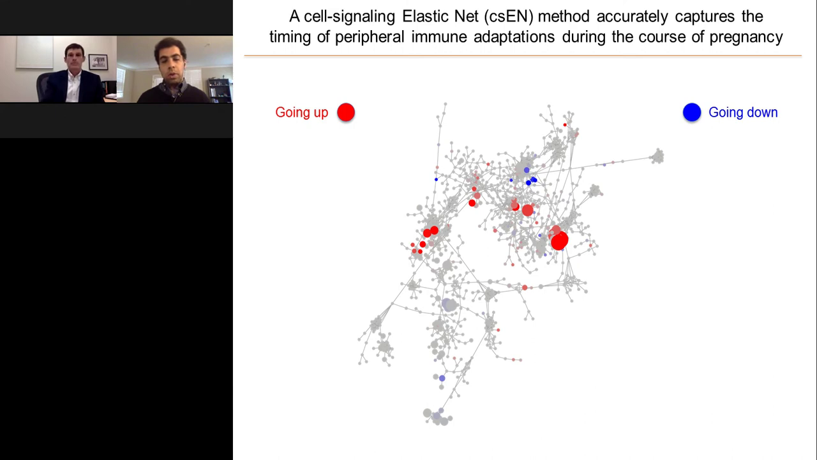Larger nodes here represent nodes that on a single variate level by themselves are highly correlated with gestational age. And the smaller nodes are nodes that are not as correlated with gestational age. The colors represent their coefficients from our multivariate model. The red ones are highly associated positively with gestational age, and the blue ones are negatively associated. So Brice can now tell you a little bit about the biology of these findings and how they can guide future biological investigations.